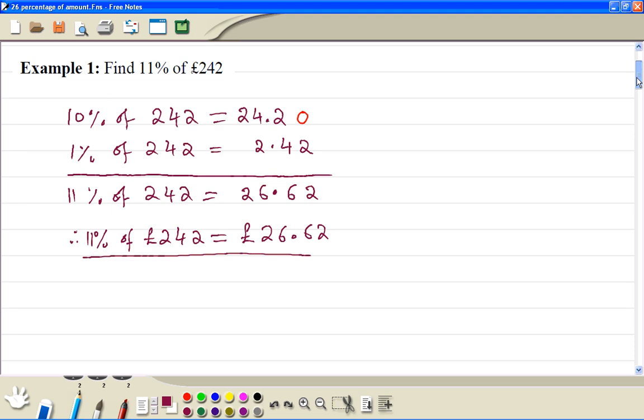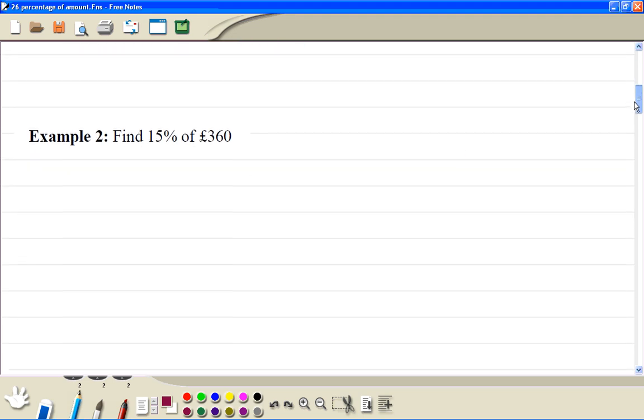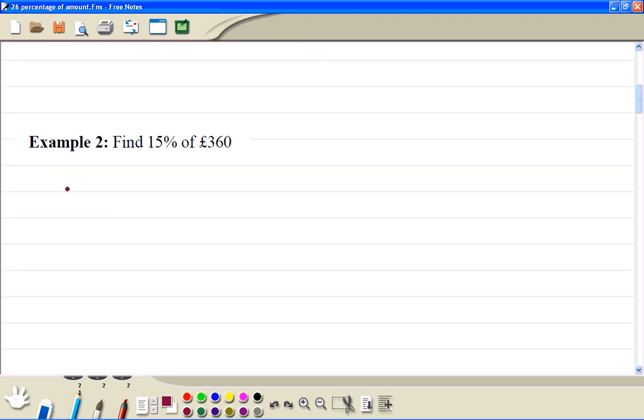Let's do example 2. Again, we're going to find 10% of 360. So move one decimal to the left, so it's 36.0. Then to find 5%, now 5% is half of 10%, so half of 36 is 18.